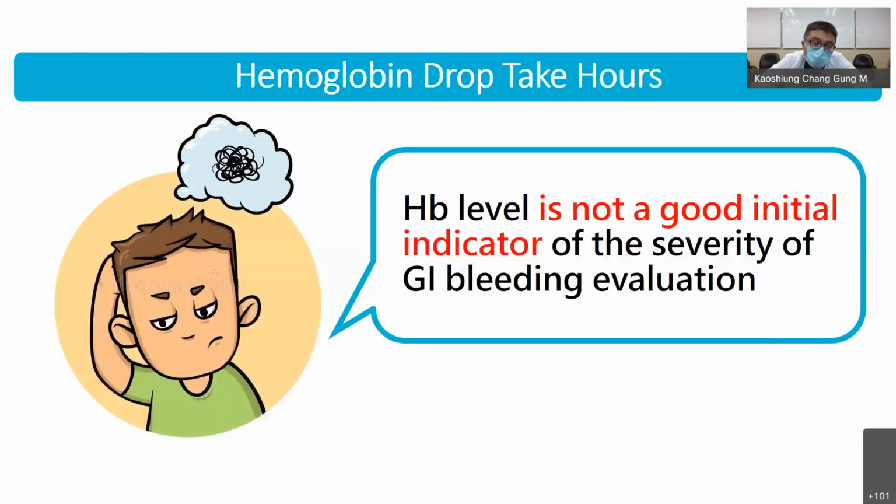Before we go on to the next step, one more thing you need to realize is that hemoglobin level is not a good indicator to predict the severity of GI bleeding, because in acute GI bleeding, our blood will hemoconcentrate, so hemoglobin will drop later, maybe after hours. So hemoglobin is not always a good predictor of GI bleeding severity.